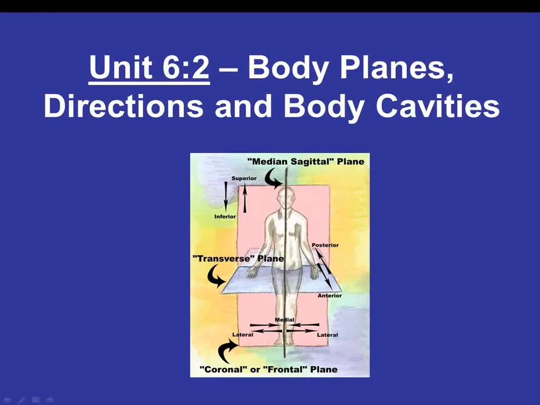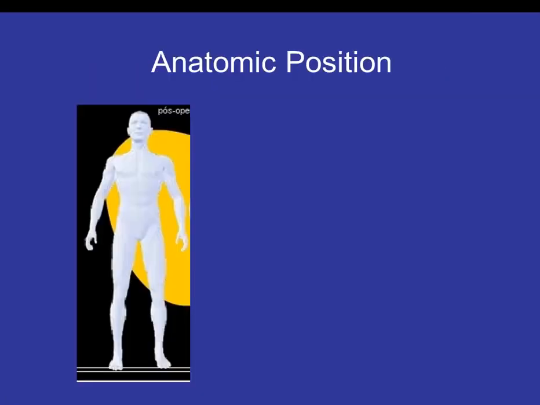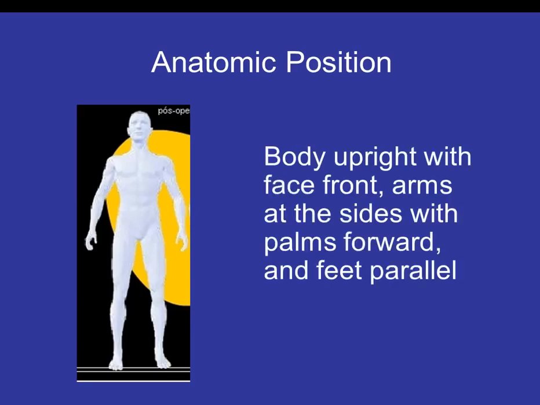Unit 6.2, Body Planes, Directions, and Body Cavities. First thing we're talking about is the anatomical position. So anytime you are talking about body directions, directional terms associated with the body, you are going to assume that the patient is in the anatomical position.